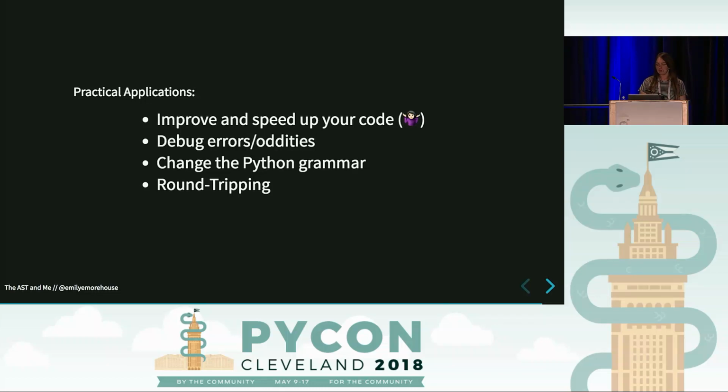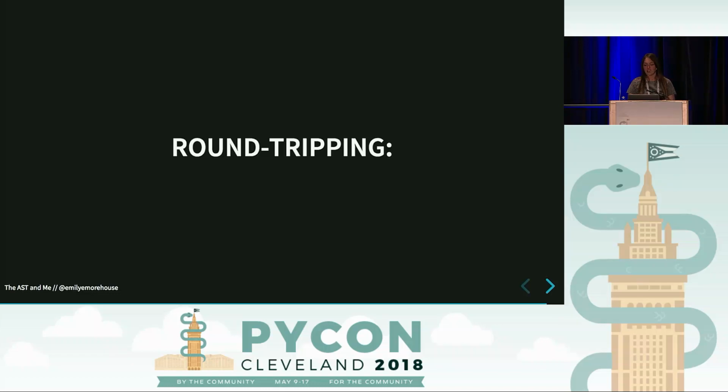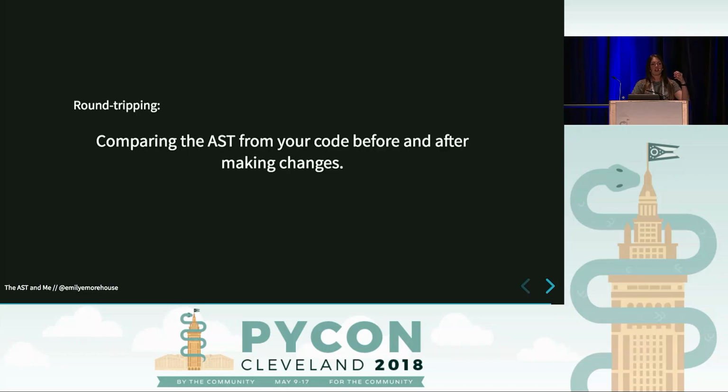So with round tripping, you can essentially take the AST from your source code before you make any changes to it, and then the AST from after you've made changes to your source code, and compare the two and see how they differ. So this is actually really beneficial when you're doing something like code formatting, where you can make sure that the underlying syntax of your code matches before and after you've made the changes.